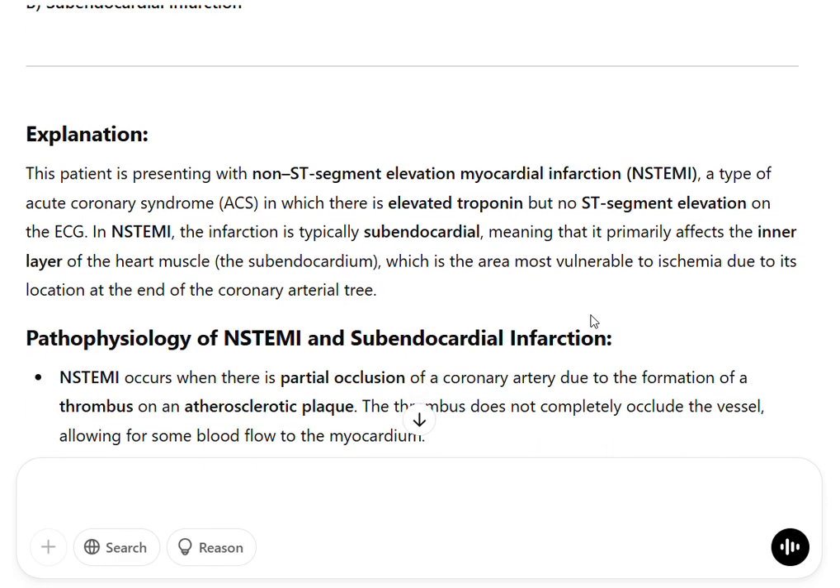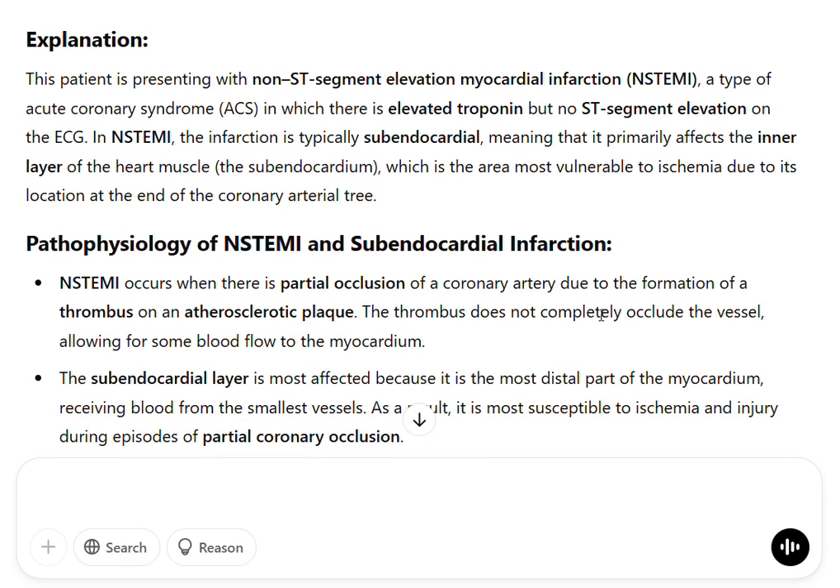Explanation: this patient is presenting with non-ST segment elevation myocardial infarction, a type of acute coronary syndrome, ACS, in which there is elevated troponin but no ST segment elevation on the ECG. In NSTEMI, the infarction is typically subendocardial, meaning that it primarily affects the inner layer of the heart muscle, the subendocardium, which is the area most vulnerable to ischemia due to its location at the end of the coronary arterial tree.